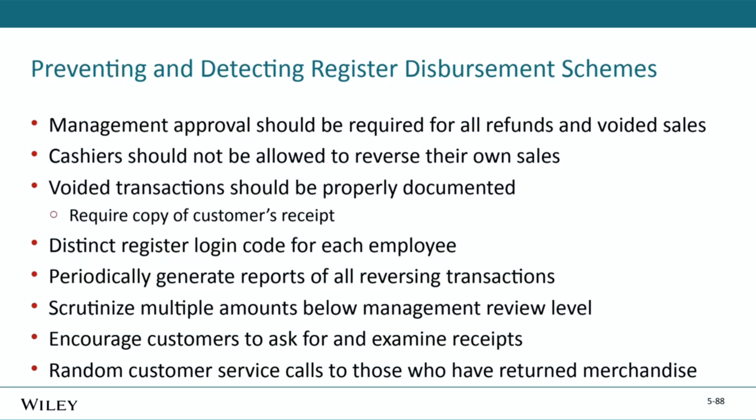Periodically generate reports of all reversing transactions. Scrutinize multiple amounts below management's review level. So if all these, we usually review if it goes over $500, and you've got all these $490 refunds, okay, take a look at those.